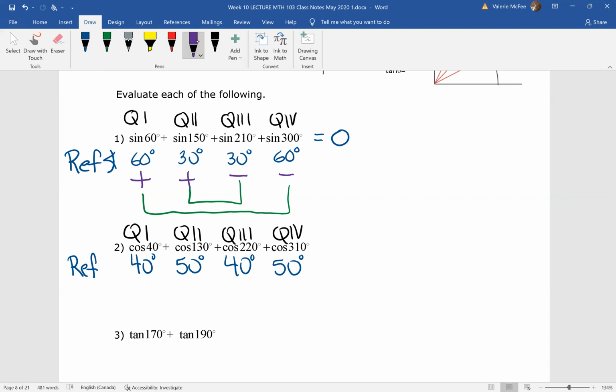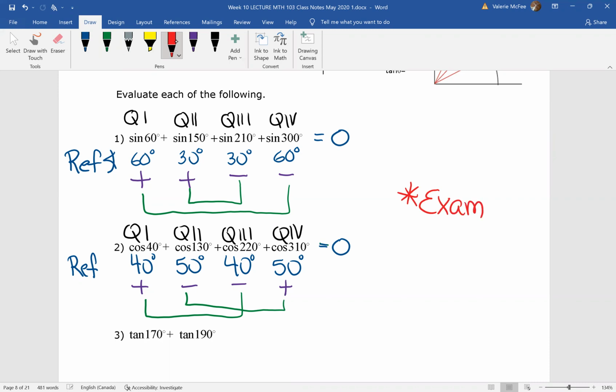Is cosine positive or negative in these quadrants? In quadrant 1 and quadrant 4, we know that cosine is positive. In quadrants 2 and 3, cosine is negative. So again, same reference angle, positive and negative value. Same reference angle, positive and negative value. This equals 0.